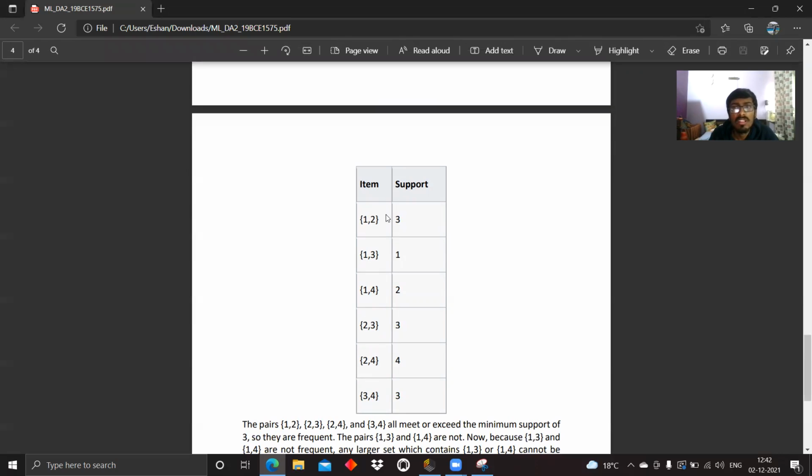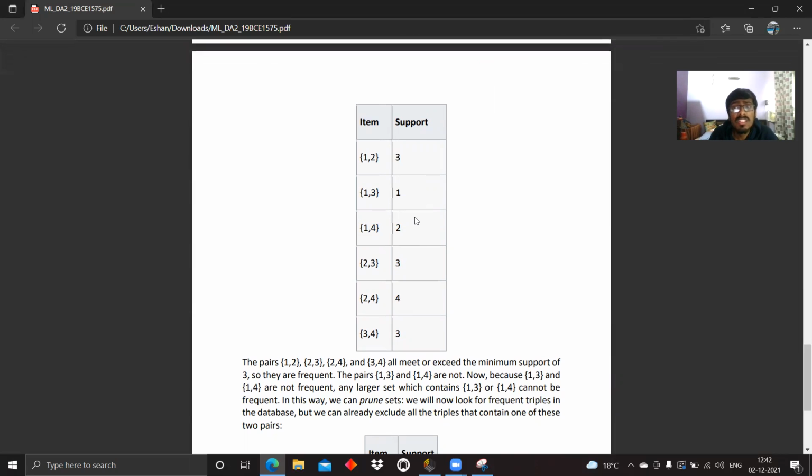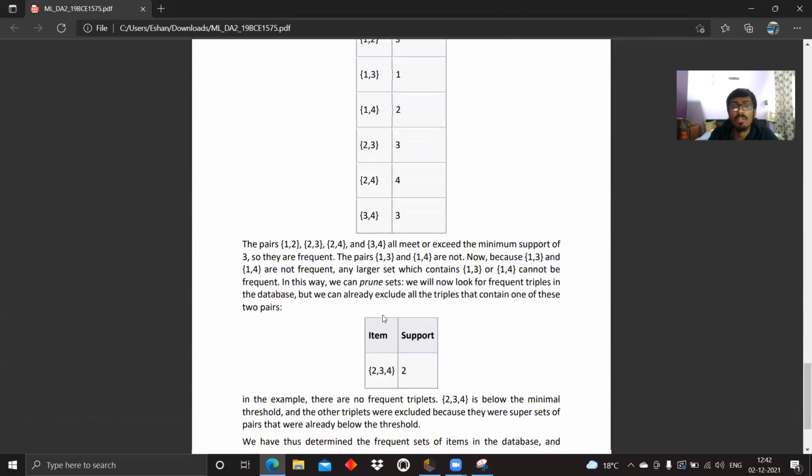Similarly, we'll be calculating the support value, that is, in which rows these pairs exist. So the support values are given below. Now look carefully, there are two rows, 1, 3 and 1, 4, which have their support value less than 3. So we will scrap all the item sets which consist of these two in our next step, and we'll only be considering the first, fourth, fifth, and sixth for our calculation.